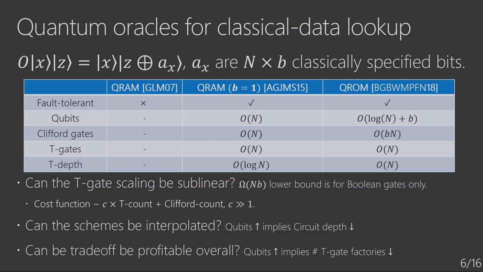So in this work, we give affirmative answers to all of these. Yes, the T-gate scaling can be sublinear in certain conditions. Yes, you can interpolate these schemes to get the depth down, and there is a way to always make this trade-off profitable, even accounting for how qubits that you use subtract from T-gate factories that you can apply.